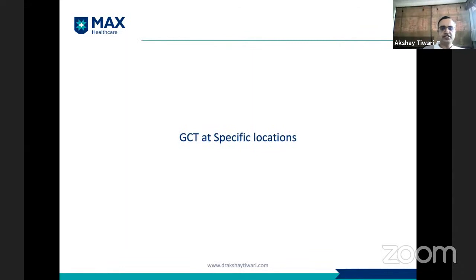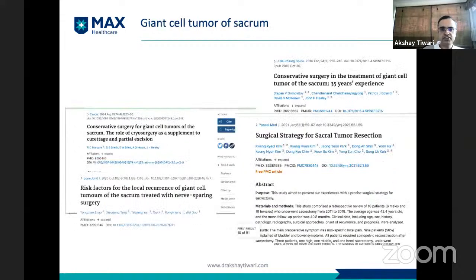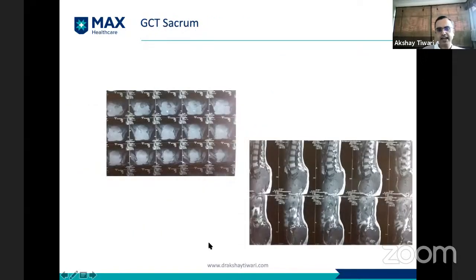Do you want to treat GCTs in specific locations differently? The answer is definitely yes. In case of the proximal femur, we know that the risk of recurrence is a little higher, but the world literature is moving a little more towards curettage because of the obvious advantages of saving the femoral head in these young patients. Similarly, about the sacrum, a lot of work continues to refine the surgical treatment of giant cell tumor of the sacrum, even in recent literature. But at the same time, quite a few of them will present as massive as this.